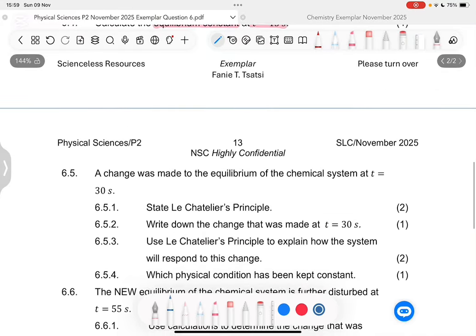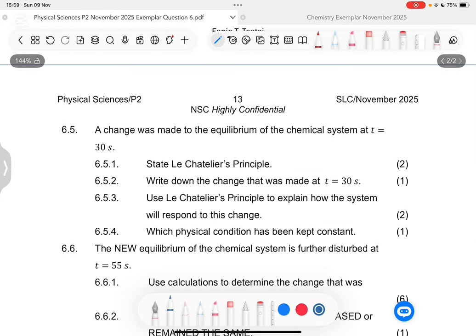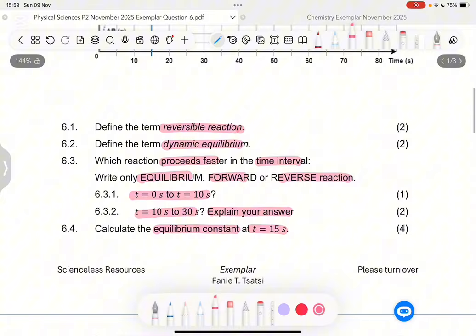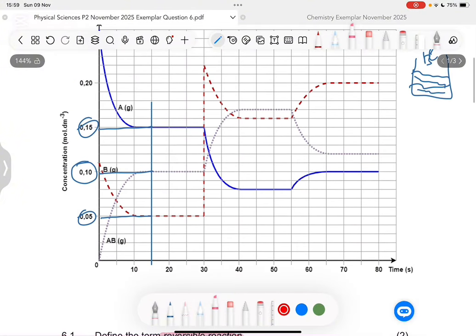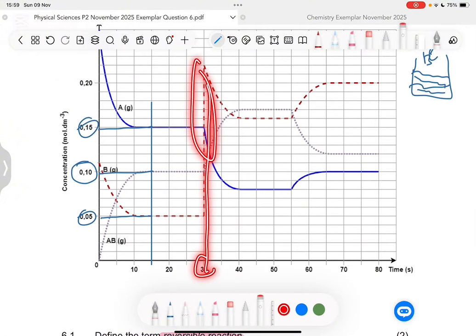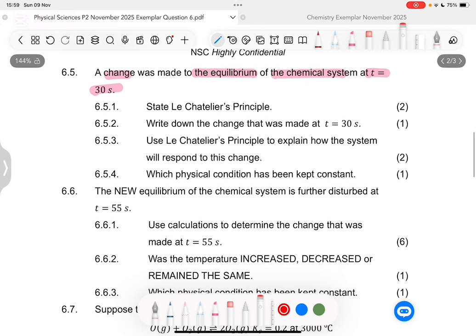Now, when we look at the next question, we are told here in 6.5 that a change was made to the equilibrium of the chemical system at t equals 30 seconds. Now, if we look at this, we spoke about this change when we did our interpretation. We know that that change is caused by an increase in concentration. Now, the question then further goes on to say 6.5.1, state Le Chatelier's principle.